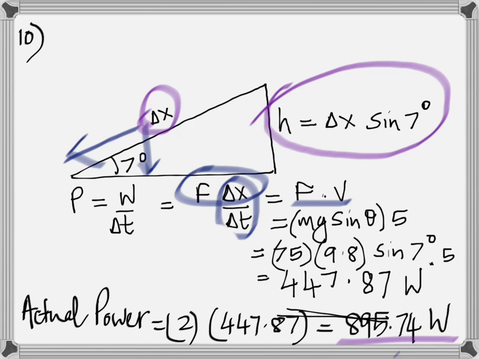Because when you're going up now, you are not only fighting against mg sine theta, you're also fighting against friction. And you know that the frictional force was exactly equal to mg sine theta when he was coming down. That's why the net force was zero. So, therefore, you multiply by 2 to get the actual power.